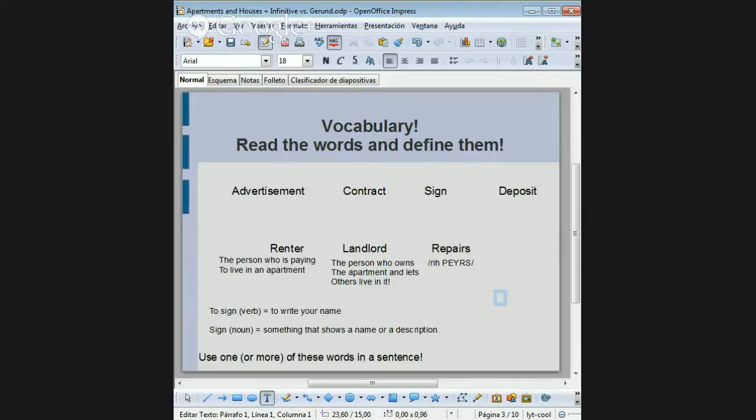So hopefully that makes sense. Let's have Bunserm use advertisement in a sentence. And let's have Dima use contract in a sentence. And let's have Oscar use repairs. And let's have Wisla use deposit. Can you each take your word and write a sentence in the chat box, in the blue box where I've been writing.